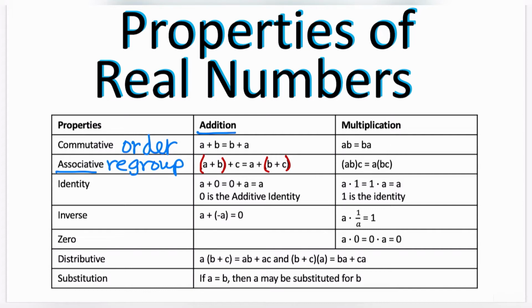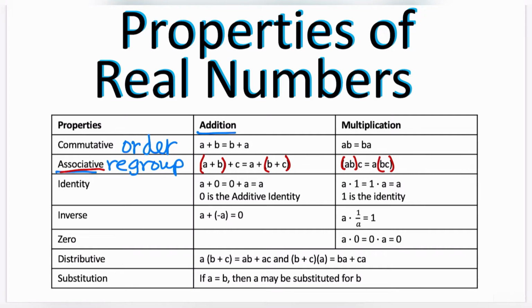So notice the associative property, I'm going to regroup. So A times B times C, I can also go A times and then put B times C together first. So that's the associative property. Commutative property, you change the order. Associative property, you're basically regrouping them, but the order stays the same.